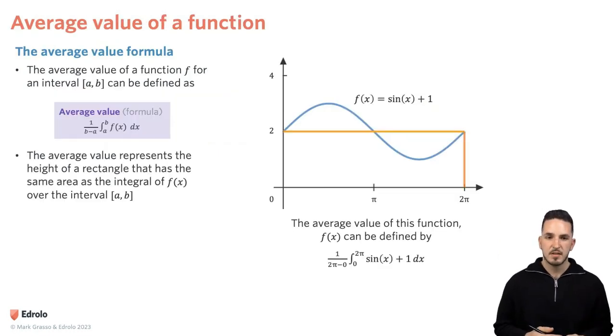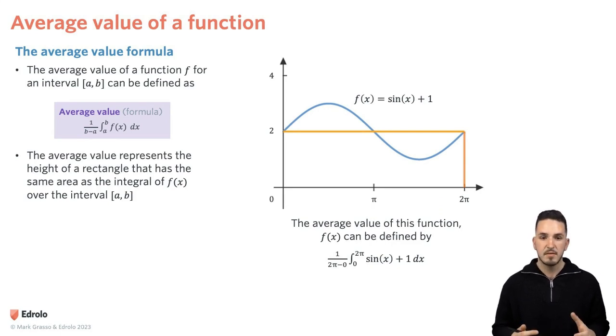So the average value of a function, firstly, we're going to look at the average value formula. The average value of function f for an interval where x is between a and b can be defined as 1 divided by b minus a times the integral of f of x between a and b. So the average value represents the height of a rectangle that has the same area as the integral of f of x over this interval.